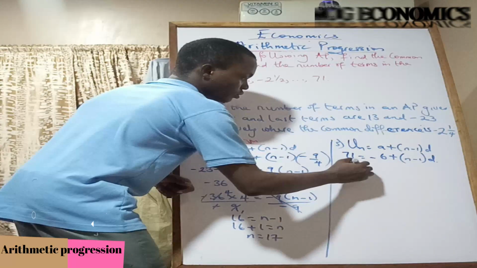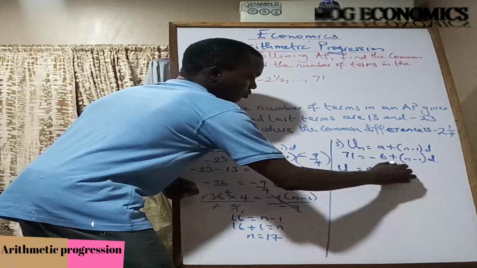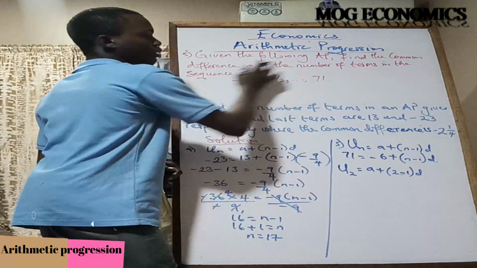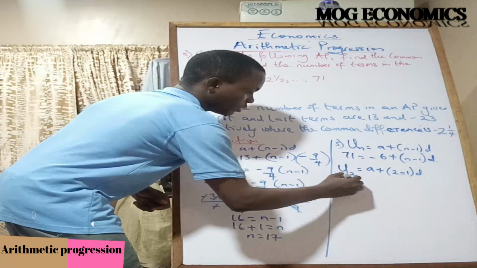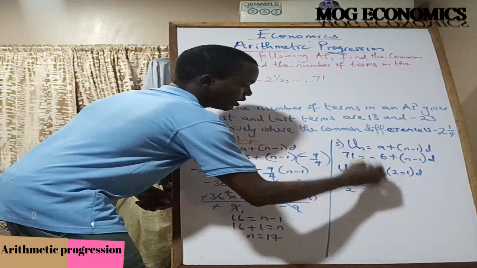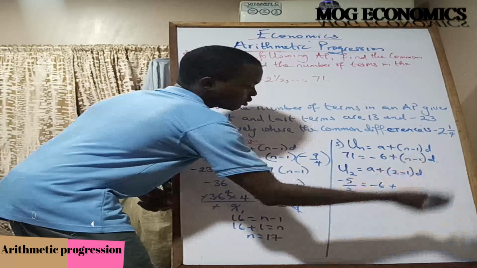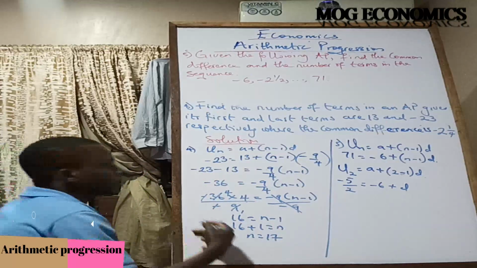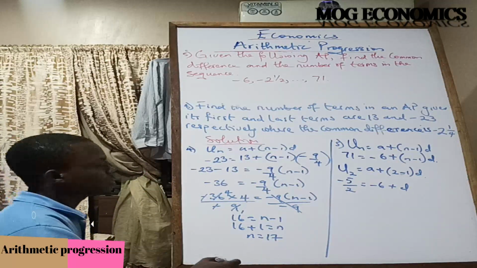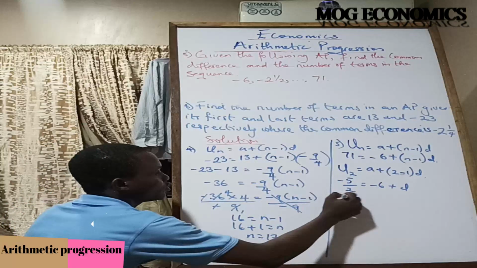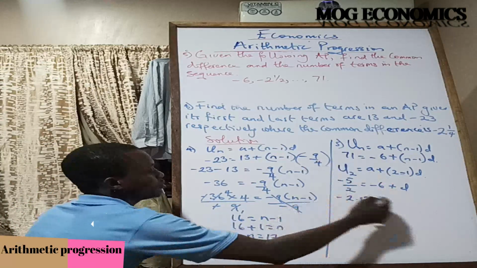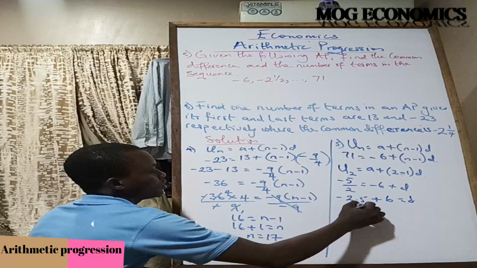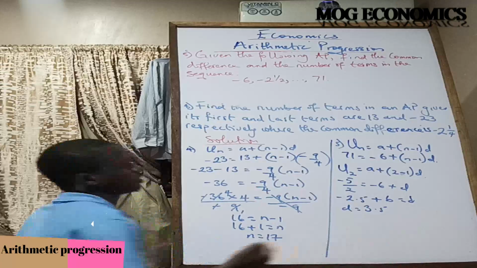The second term u2 equals a plus (2 minus 1) d. u2 is minus 2.5, which is minus 5 over 2. Minus 5 over 2 equals a, which is minus 6, plus (2 minus 1), which is 1, times d. All right. So looking at this, we can easily see that minus 6 comes over to become plus 6, so d equals 3.5, right?